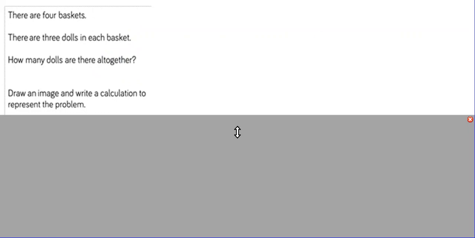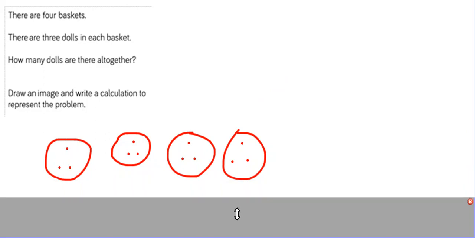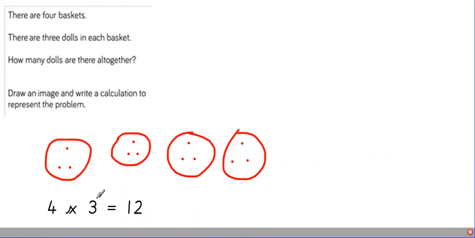Okay, then let's have a look. So, to represent the problem, I've drawn this image. I've drawn 4 baskets, so 4 groups, and I've put 3 in each group. I've then written my calculation, which is 4 multiplied by 3 because you've got 4 groups of 3, which is 12. Well done if you got that one correct.